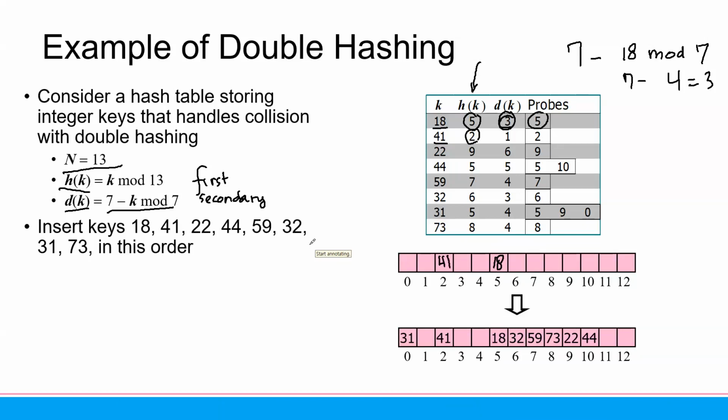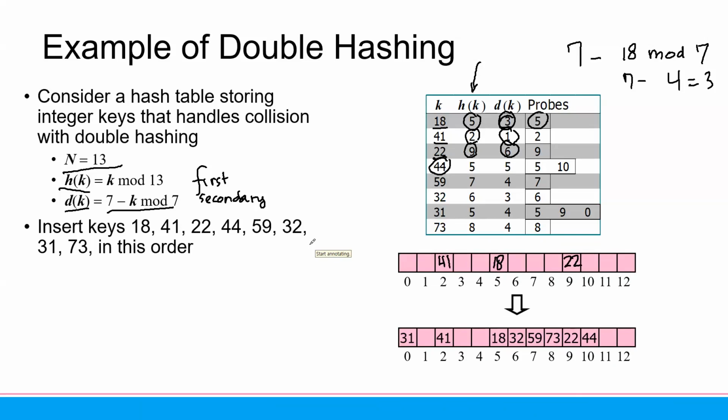Okay, what about 22? For 22, the first hash function is 9. There is no value there, so we just put it here. Even though you also calculate the secondary hash, we don't care about it at this moment.